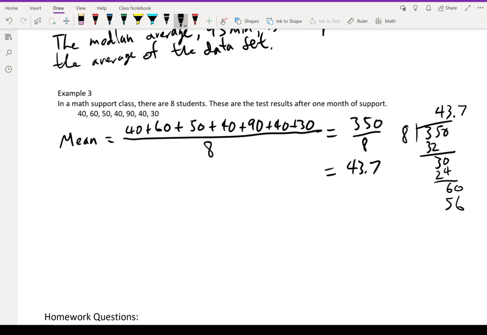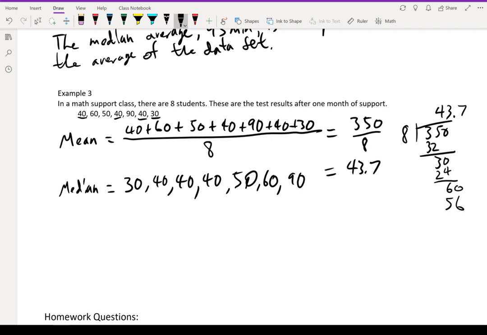Then the median. What we have to do is sort the data from smallest to largest. So 30, 40, 40, 40, and then we have 50, 60, and 90. The middle two, 1, 2, 3, 4, 5, 6, 7. Oh, I only had 7. I need one more. Let's do another 50 then.